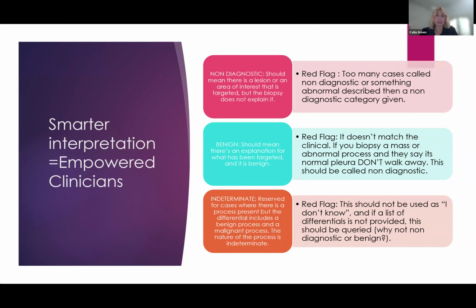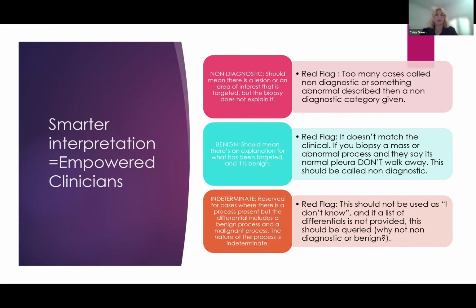Another situation that is one of the really concerning ones for me, and I see far too much, is a benign category. So a benign should mean that there's an explanation for what's been targeted and it's benign. There are very few things that you can target and then call benign when they're in lesion. But if you have a mass or an abnormal process and they say benign normal pleura, do not walk away. That's a non-diagnostic biopsy, not a benign biopsy. And that's inappropriate use.